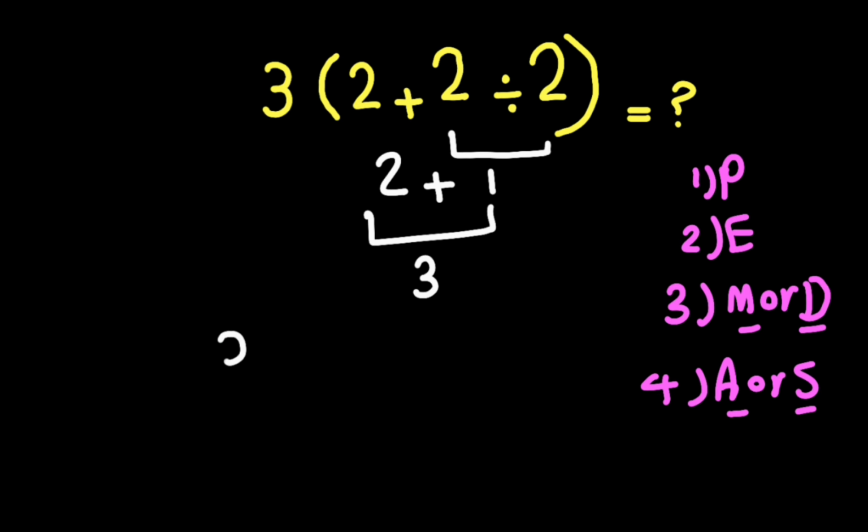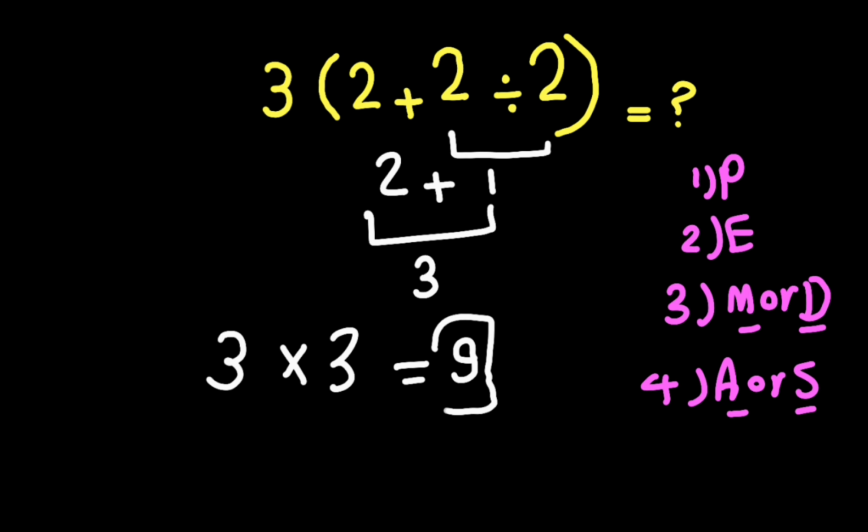Now we have 3, and we have one multiplication here and this 3. Now 3 times 3 gives us 9. The final answer is 9.